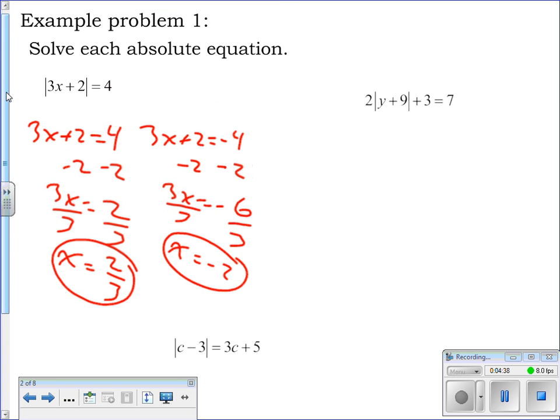Okay. So the next one, I actually can't split it into 2 problems. First, I need to solve for the absolute value before I split it. It has to be absolute value equals something before you split. So my first step on that one is to subtract 3 from both sides. That's actually my first step. Subtract 3, and I get 2 times the absolute value of y plus 9 is equal to 4.